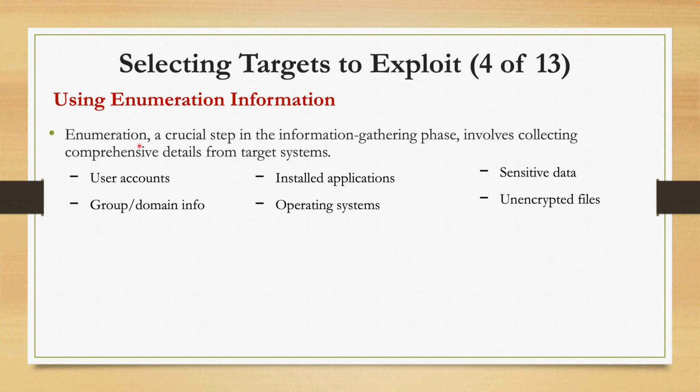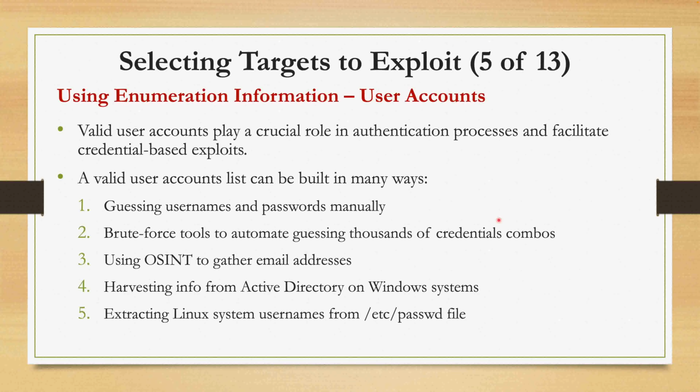Now, we will look at enumeration information, and we know that enumeration is a very important step during the information gathering phase. We collect a lot of comprehensive details. We will collect information about user accounts, groups, domains, installed applications, and operating systems. We might come across sensitive data or unencrypted files. Now, let's look at the first one, user accounts.